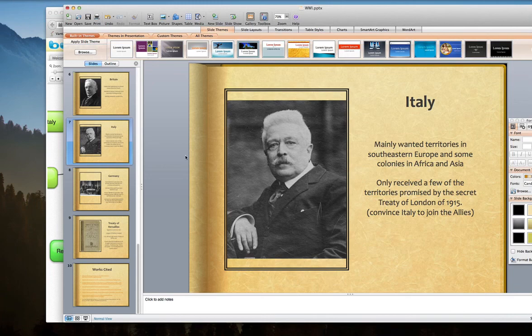All right. And then Italy. So what they just wanted was territories in southeastern Europe and some colonies in Africa and Asia. Remember, they turned sides when the U.S. joined the war back in 1917. They thought they were entitled to some new territory that would help their economy. They only received a few of the territories that were promised in the secret Treaty of London of 1915, which convinced Italy to join the Allies.